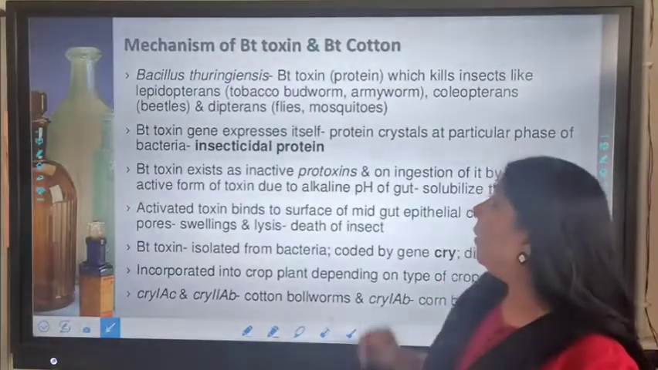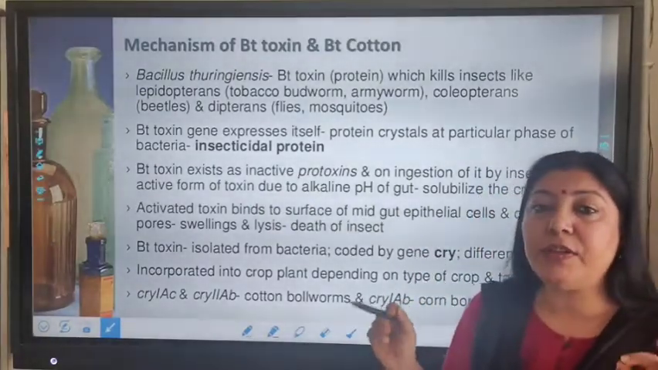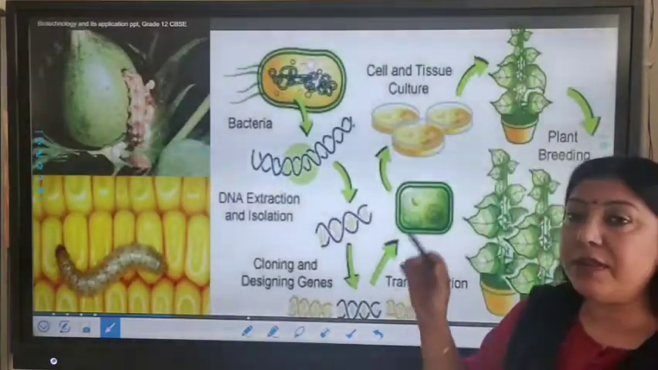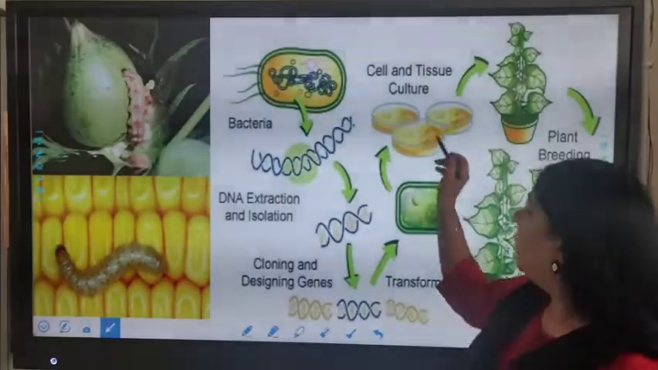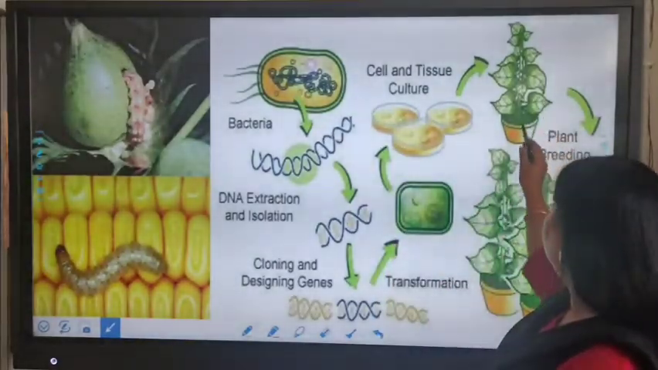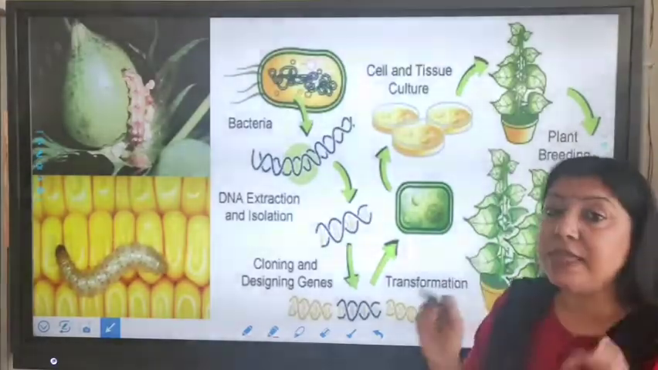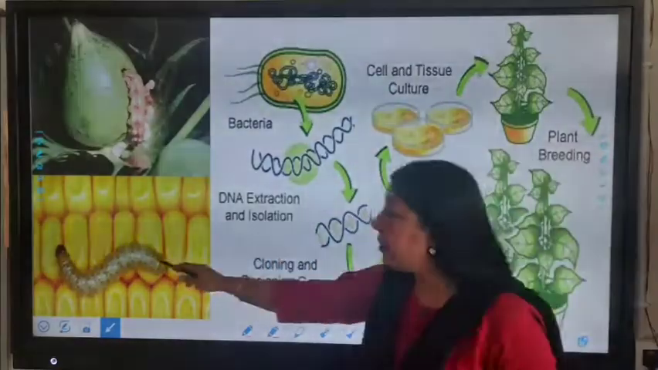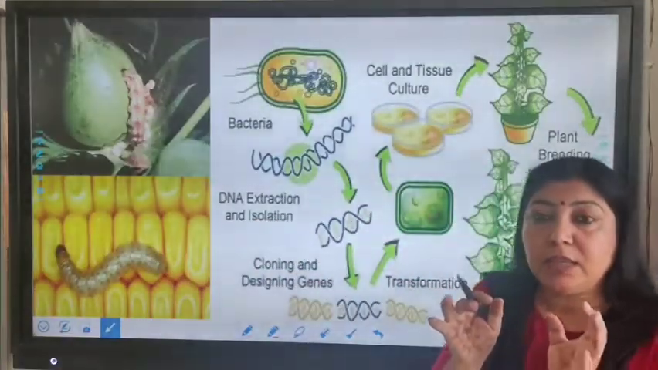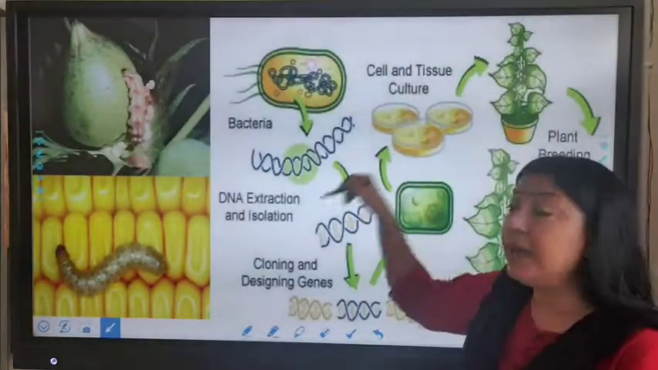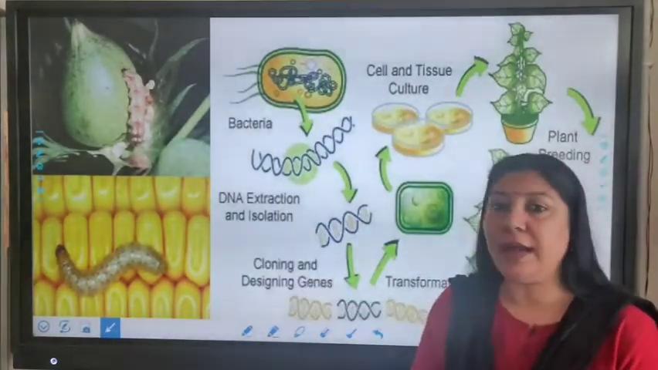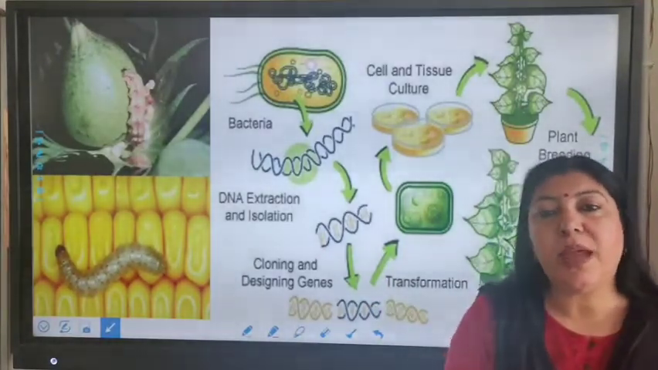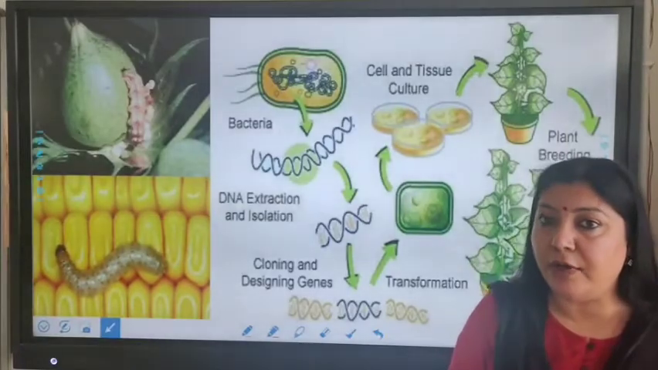So the mechanism of Bt toxin: the first plant that was used was cotton. Let us first see with the help of a diagram. This plant is actually sensitive to the bollworm, so we make it such that whenever the bollworm eats that particular plant, it will die. So this bollworm will avoid infesting that particular genetically modified crop.